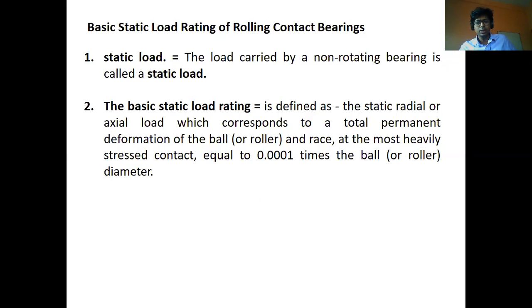So what is this? It is defined as the static radial or axial load. Suppose the bearing is at rest, not in running condition, then it will still have some capacity. The properties needed for the bearing material are fatigue resistance, corrosion resistance, and compressive strength. These three properties are very important during selection of bearing material. Compressive strength is important because the bearing bears compressive load.